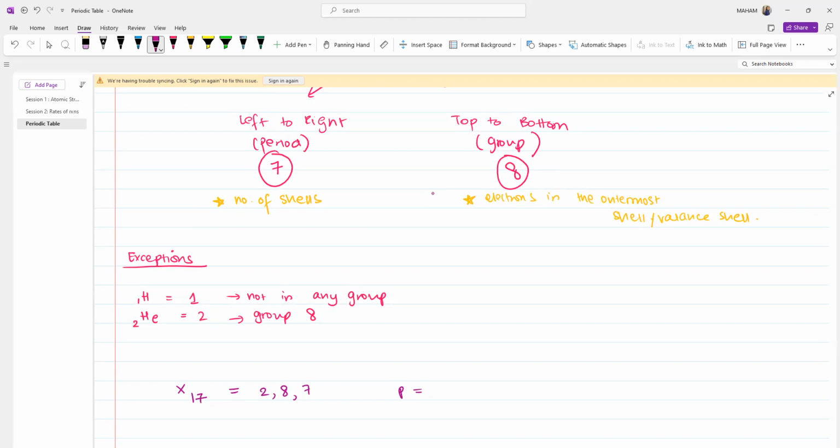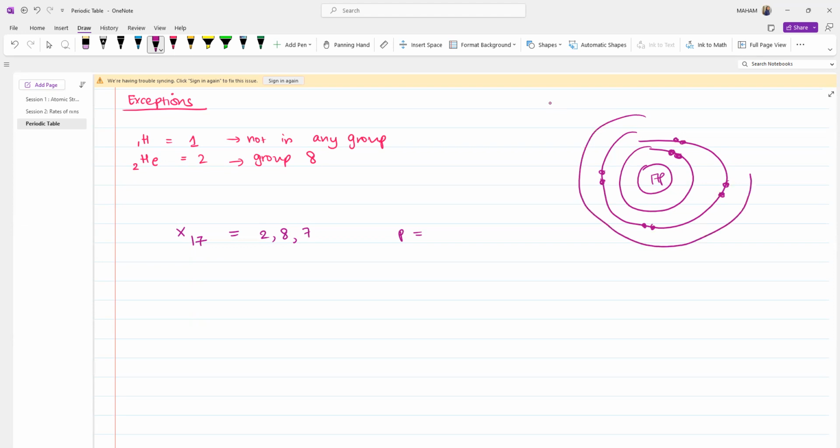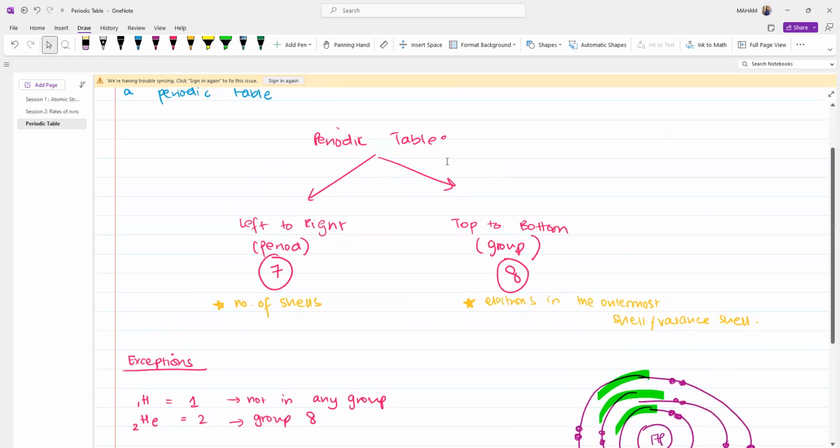Okay, if I draw this element, we have 2 electrons in the first shell, 8 electrons in the second shell, and then how many electrons in the third one? 7. So how many shells do we have? 3. 1, 2, and 3, right? So your period number is going to be 3, and what's your group number going to be? 7.